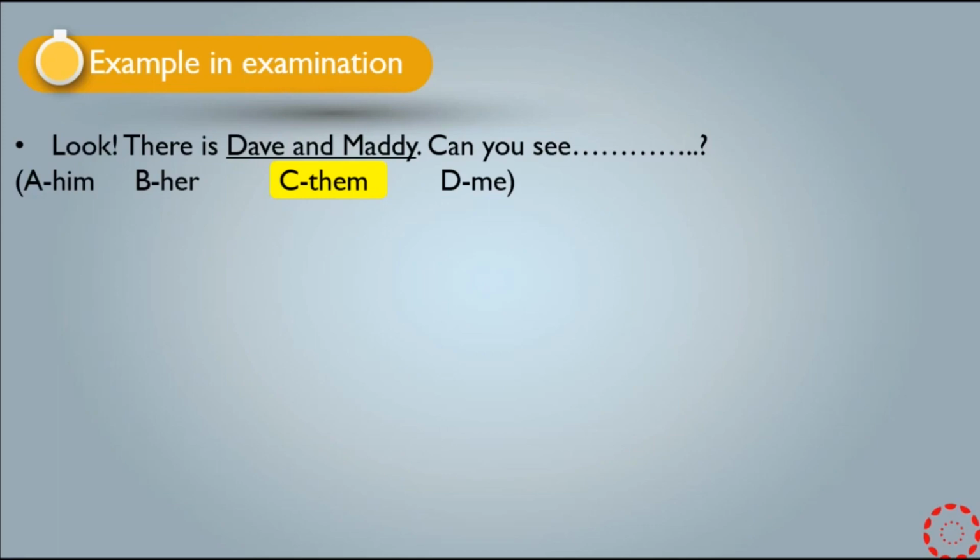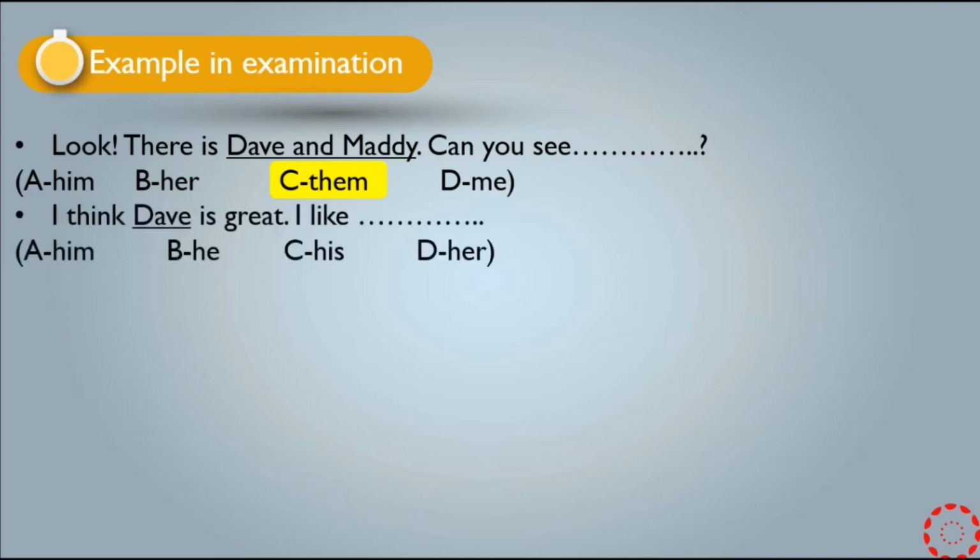As I mentioned, they is also a subject pronoun, and a subject pronoun can never come in the middle or at the end of the sentence. It always comes at the beginning of the sentence. So we have one option. An object pronoun will always come in the middle and also at the end of the sentence. So them is now correct.